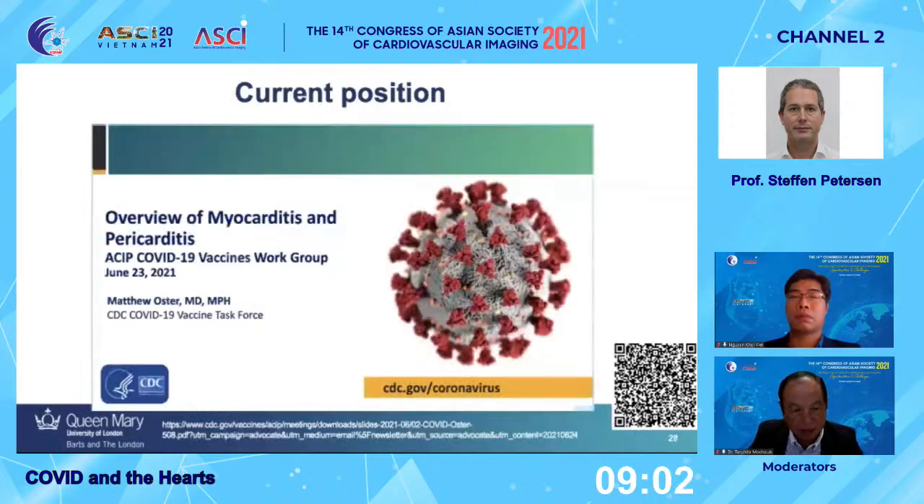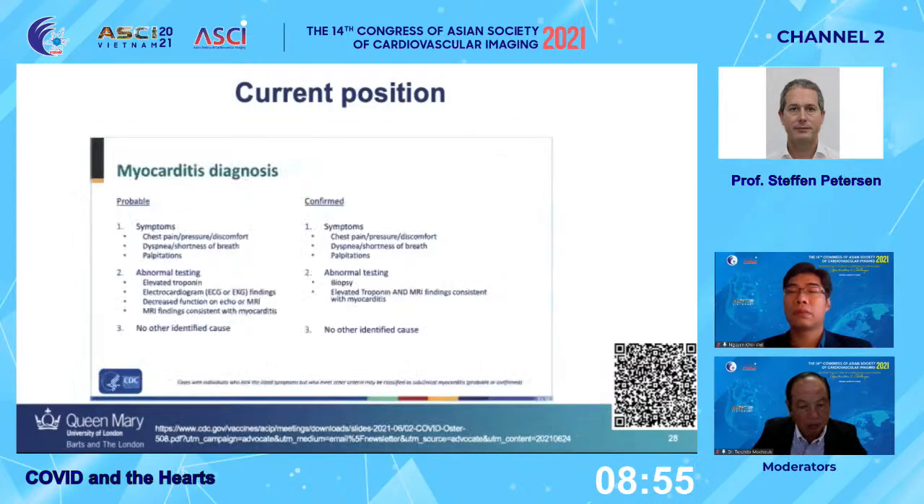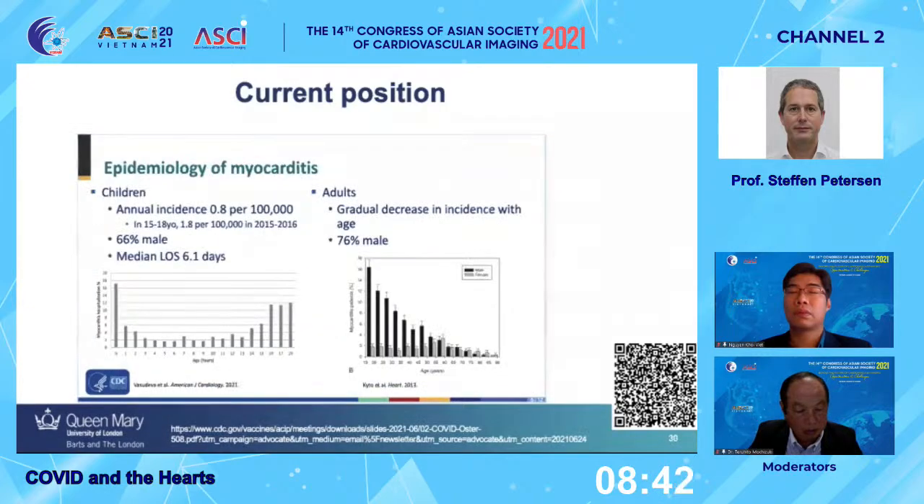You can find the slides by following the QR code on the slides rather than this lengthy URL at the bottom of the slide. The good news for the CMR community and patients is that CMR features both in the definition of probable and of confirmed myocarditis diagnosis. It's important to remind ourselves that in adults, the prevalence decreases with age and is far more common in young men, as you can see on the right-hand graph.